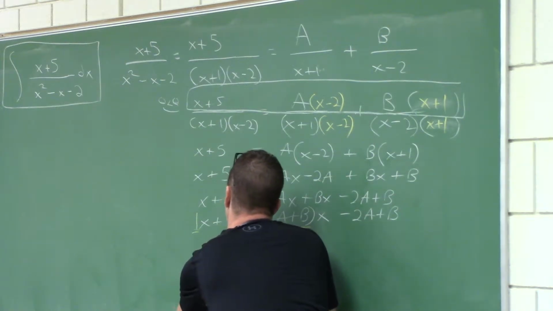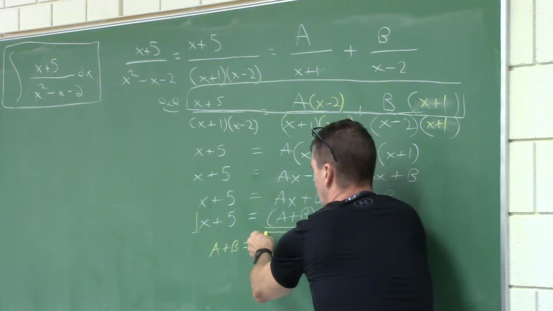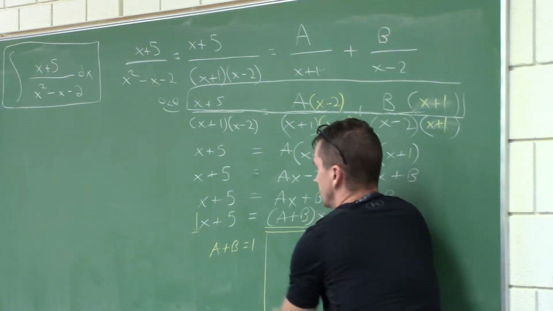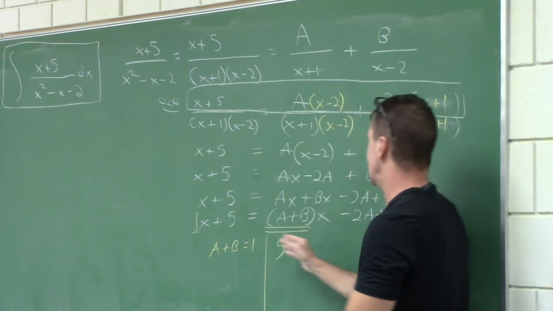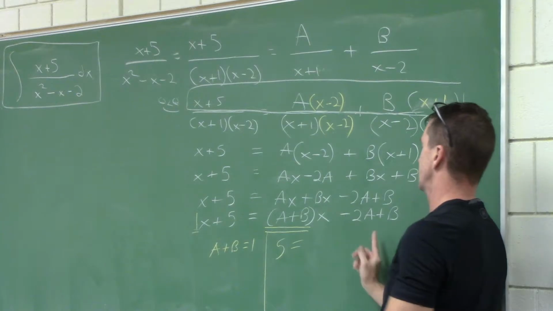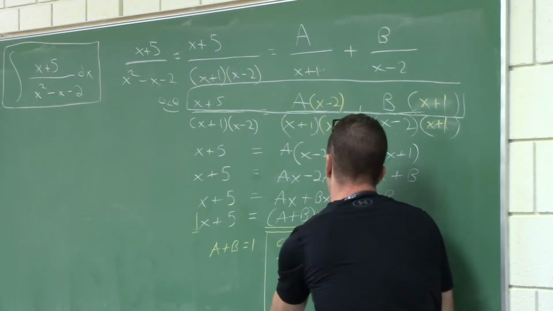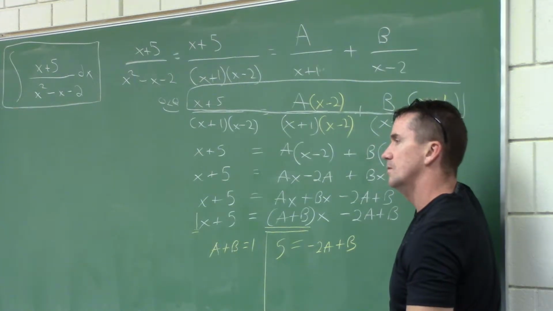A plus b must be equal to 1. Cool. I'll put a wall here. What else has to be true? And what's the 5 going to equal? The 5 is the constant. That's going to equal everything on the right side that doesn't have an x with it, which is the negative 2a plus b. Cool.